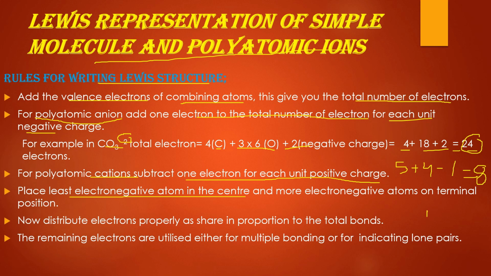For example, like in carbonate ion, we place C, which is less electronegative, in the middle, and then we place oxygen around this carbon in this manner, and then we distribute the electrons among these as the bond pair and unshared pair. Now distribute the electrons properly as shared in proportion to the total number of bonds, and the remaining electrons are utilized either for the multiple bonding, that is double bond or triple bond, or for indicating the lone pair or unshared pair of electrons.